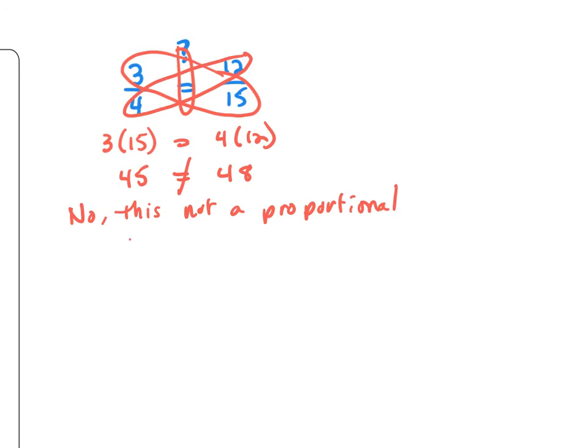If my result would have been, say, 45 on this side and 45 on this side, or say 48 on both sides, then yes, this would be a proportion. So if you're given two ratios and asked if it forms a proportion, you can prove yes or no by cross multiplying.